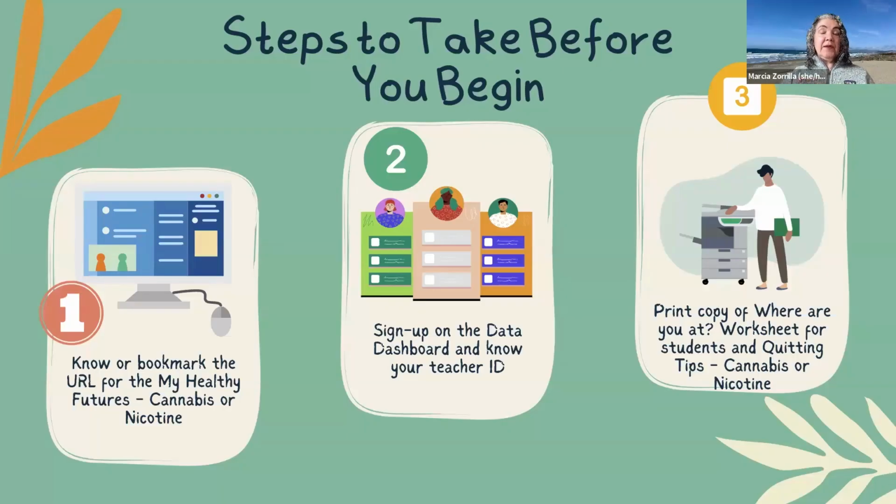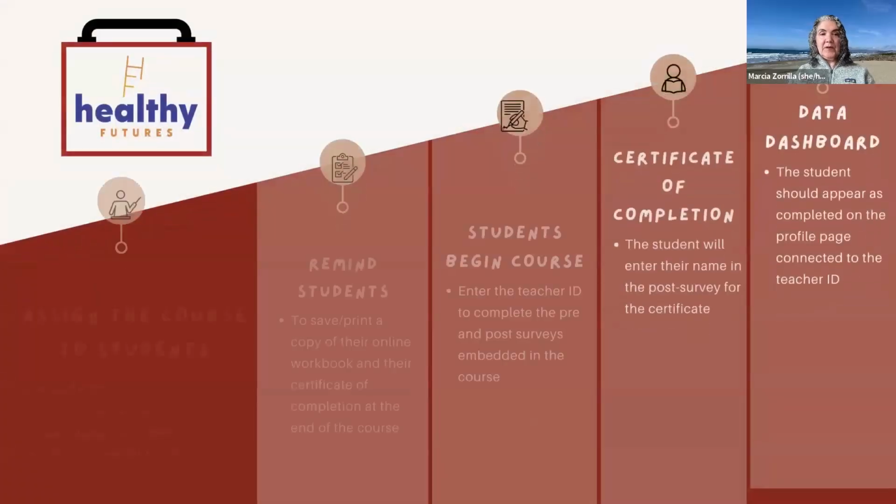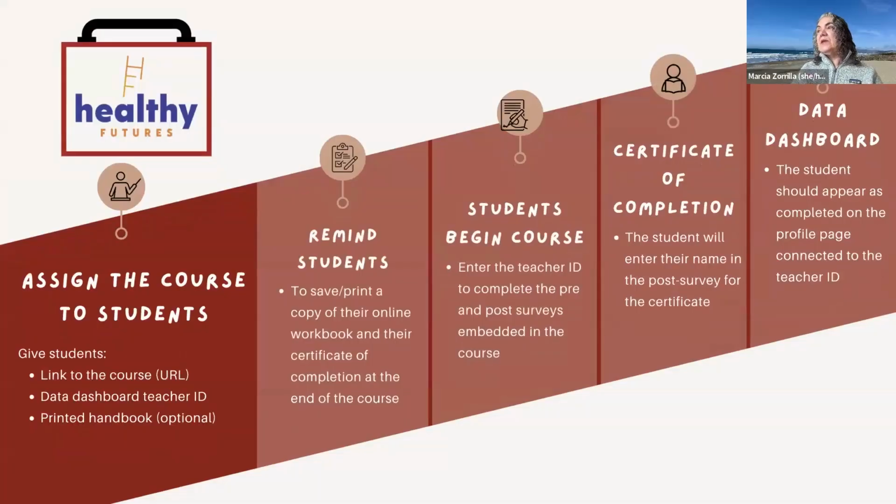We have a facilitator guide, and that breaks down step by step how to implement the Healthy Futures. So again, you're going to assign the course. There is a physical printed handbook that is optional, but you really don't need it because it's embedded in the course. They're going to either save or print a copy of their certificate of completion. They could take a screenshot. I'll show you what that looks like in a moment. And they start the course. When it's all done, they get that certificate of completion, and then you're going to see that in the data dashboard.